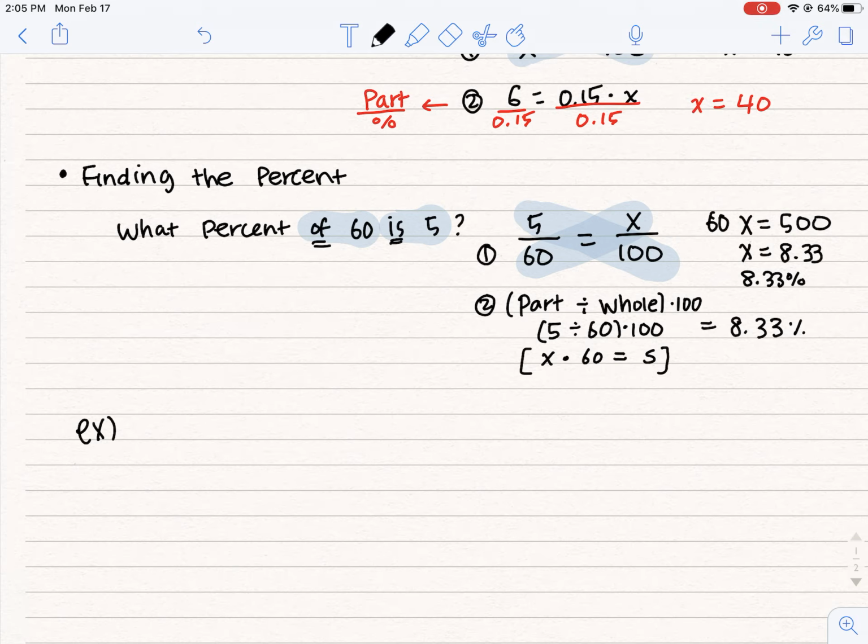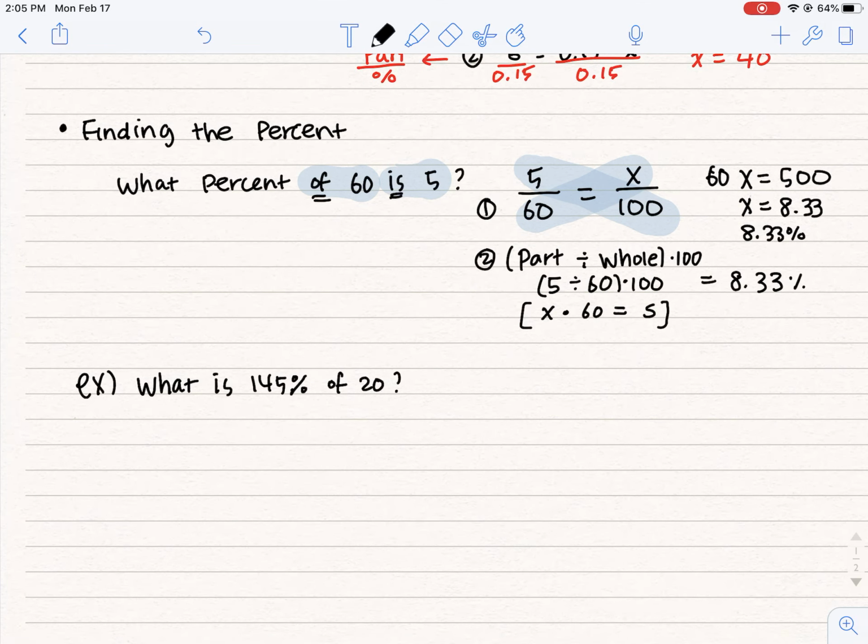Okay, so example, what is 145% of 20? Even though you have a percent that is greater than 100%, you still set up the equation the same way. So don't put 145 on the bottom ever, because it's going to be a bigger number than 20.